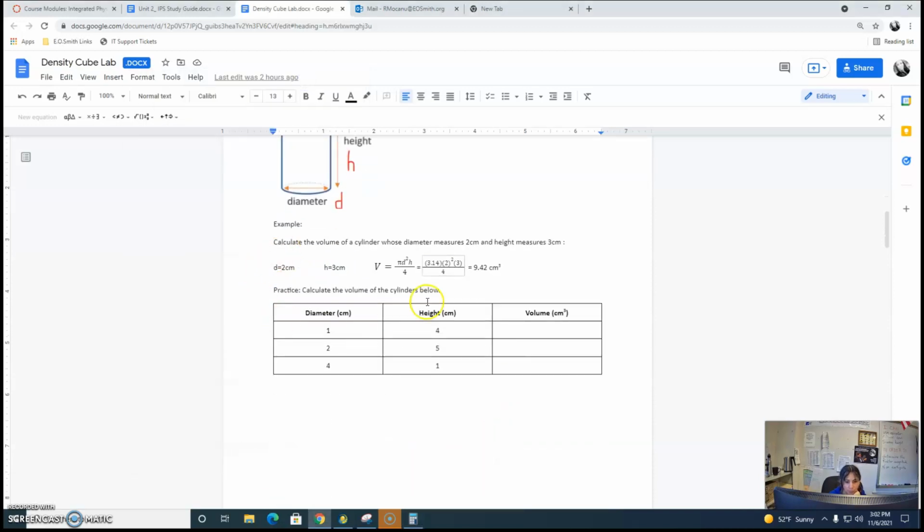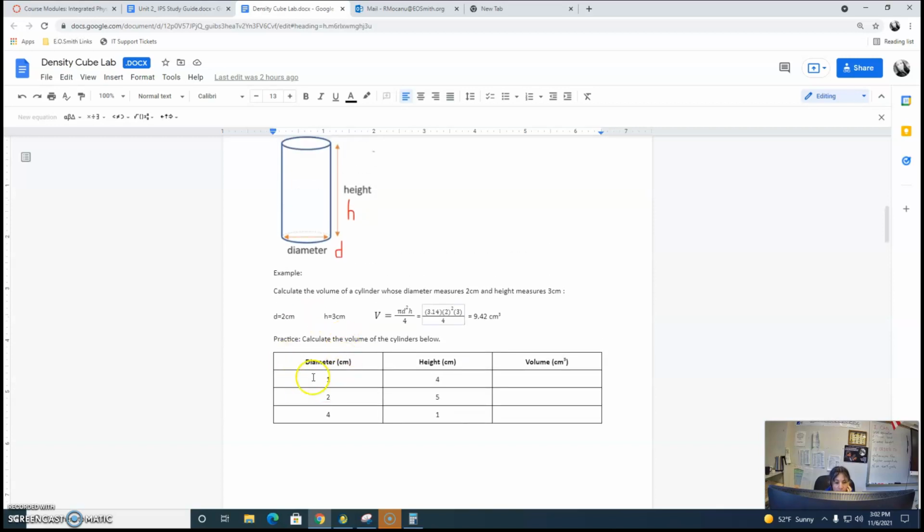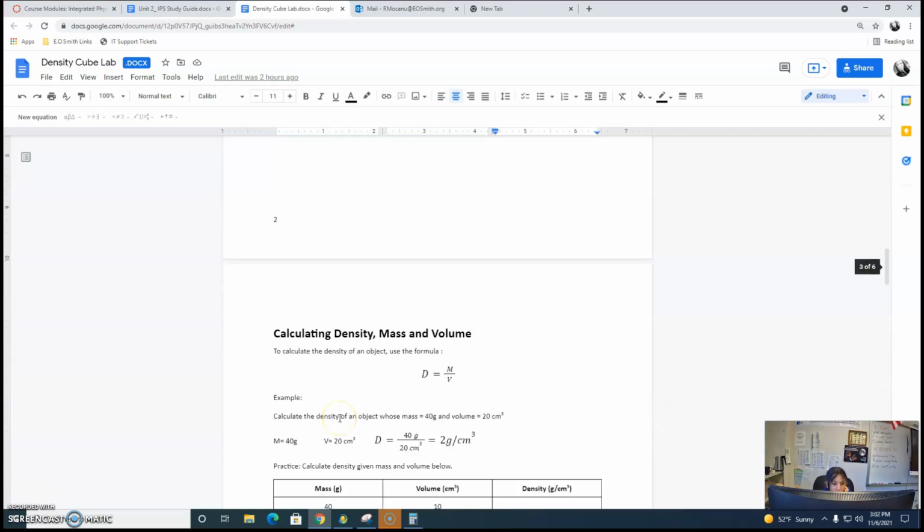All right? For practice, I'm asking you guys to do basically the same thing, but for different measurements. Okay, so I'm giving you cylinders with a diameter of 1 and a height of 4. I'm asking you to calculate the volume right here. Your second cylinder diameter of 2 centimeters, height of 5 centimeters, calculate the volume, and so on.